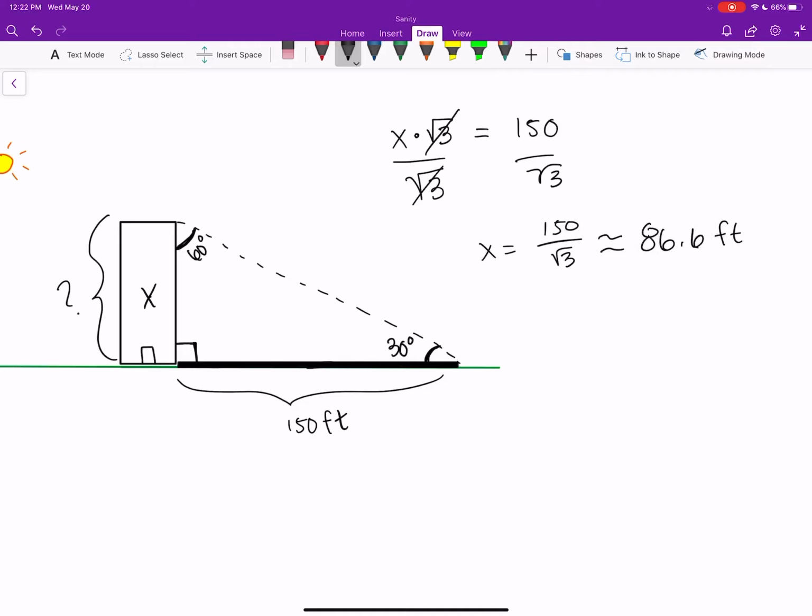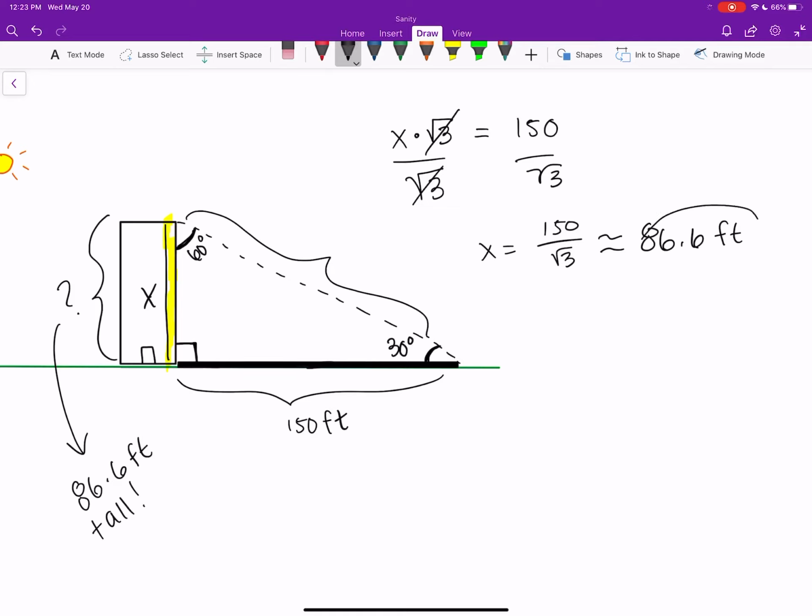All right. So that means this height here, let me highlight it real quick, this height of my building, that missing side length, was just 86.6 feet tall. And if we wanted to go even further, we could find the length of the hypotenuse just by multiplying that 86.6 times 2, right? Doubling my smallest side, and that would give me a length of 173 feet. Wonderful. So do not forget that ratio.